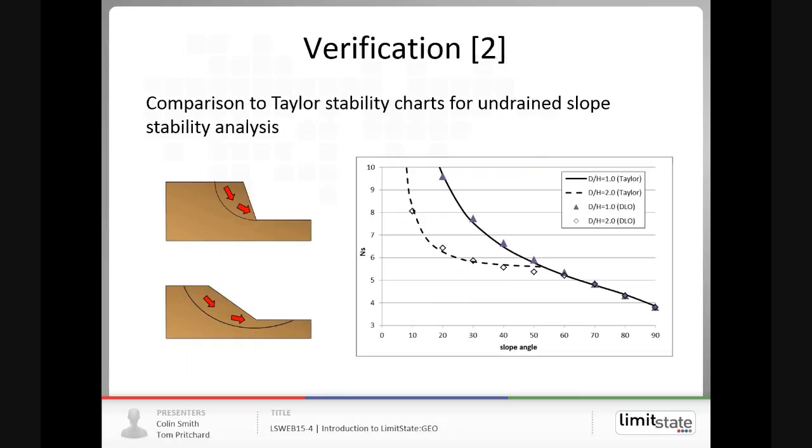I mentioned Taylor's stability charts, so I've just picked out two curves from Taylor's charts, which are the dashed line and the solid line, and the symbols here are basically the software results. So you can see they match very closely with Taylor's analysis.